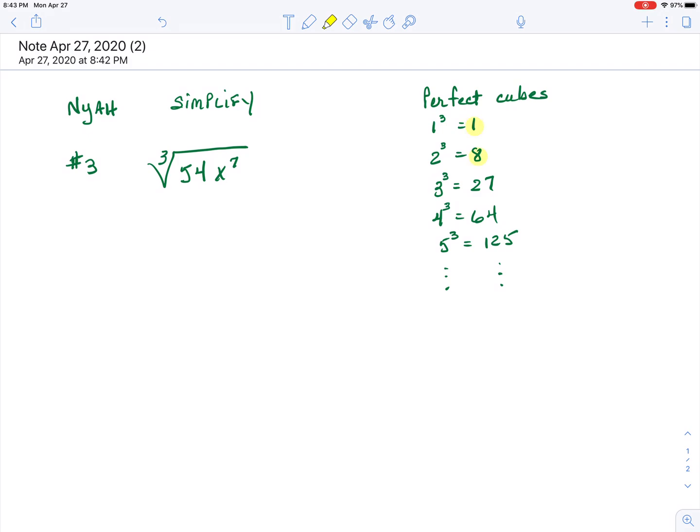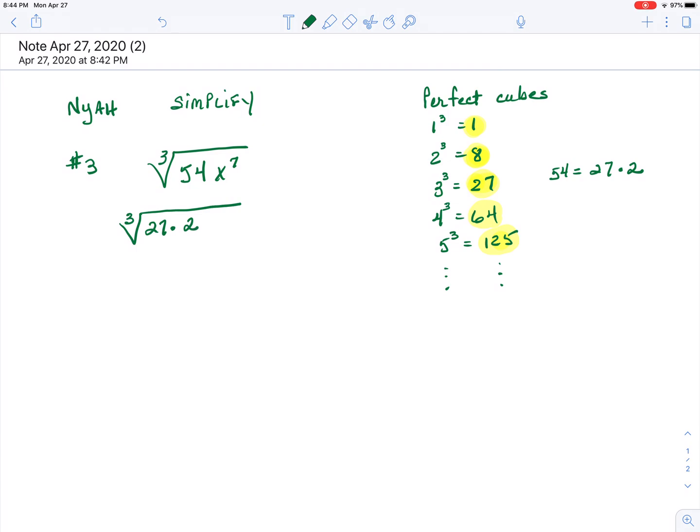And I've made a short list over here of cube roots, perfect cubes. I said that wrong. The perfect cubes are 1, 8, 27, 64, 125, and the list goes on, but I think that's all I'm going to need right there. So when you work with simplifying, you want to look at the number, in this case 54, and see if 54 can be factored using one of these perfect cubes. And of course it can. 27 times 2 would give us 54. So instead of writing 54, I'm going to write 27 times 2.